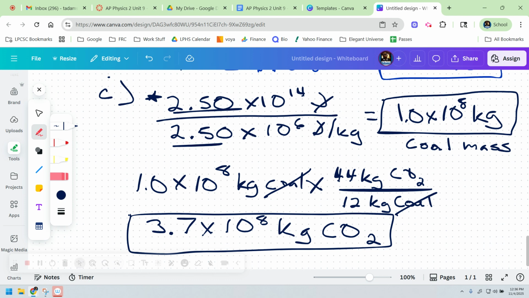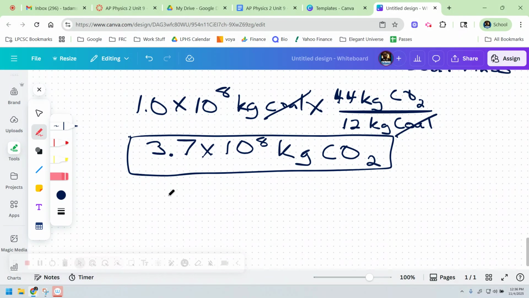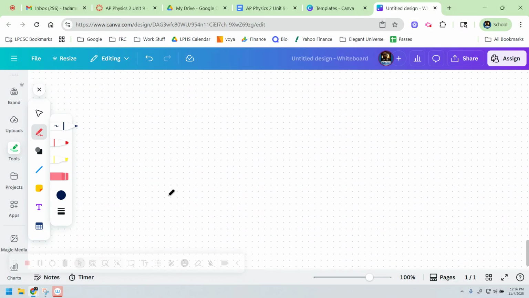So not that bad. The questions are harder than what you would think. So it's about 370,000 metric tons of CO2. That's not bad. Not too shabby, all right? And that's basically it. Let's move on a little further here.